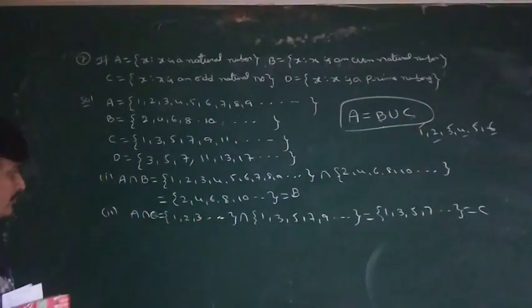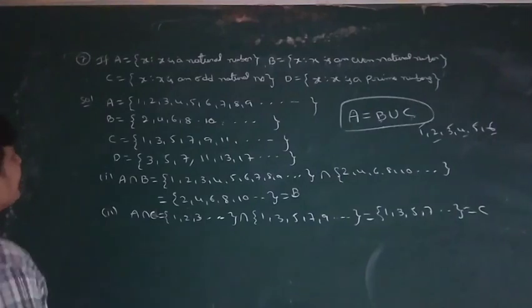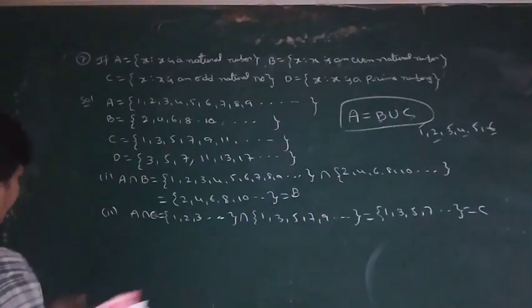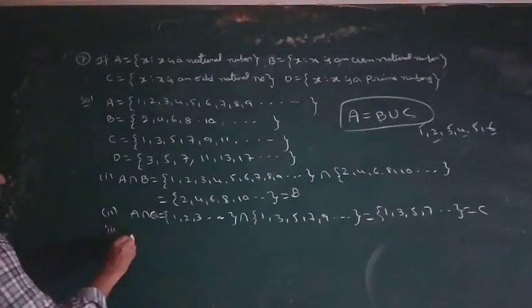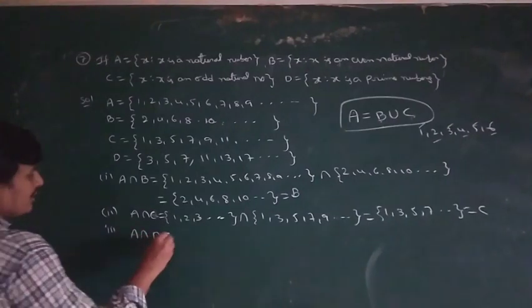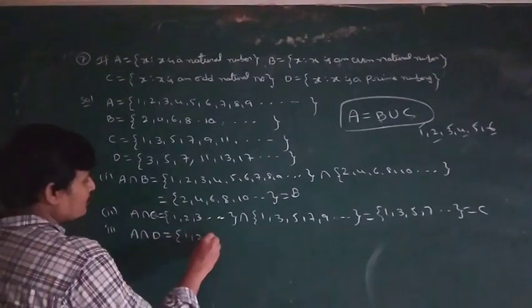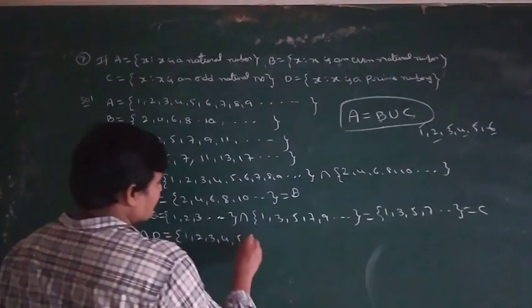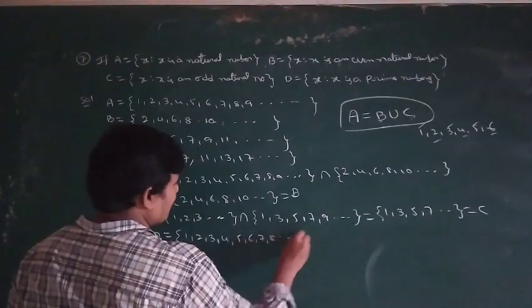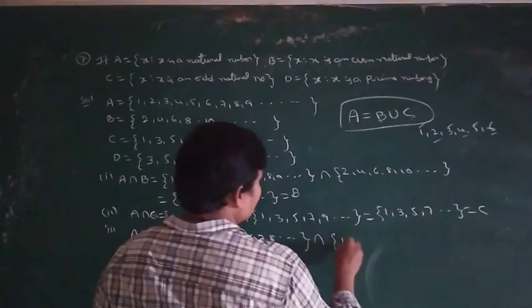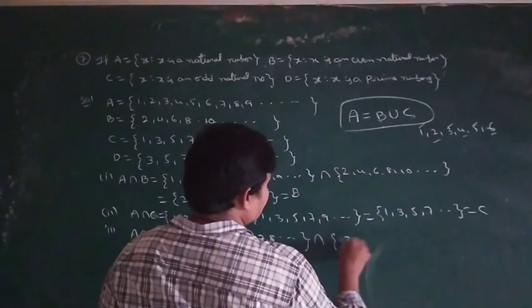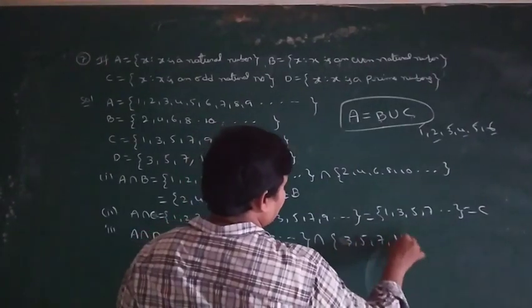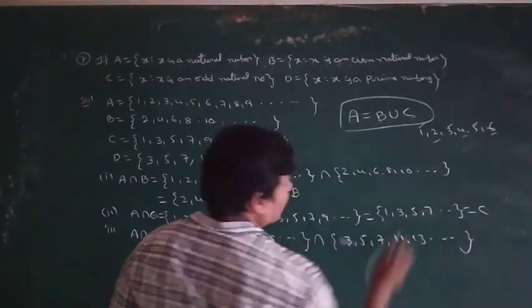Okay, so next, the third one, A intersection D. So A is equal to 1 2 3 4 5 6 7 8 and so on. D is equal to prime numbers. Prime numbers are 3 5 7 11 13 and so on.